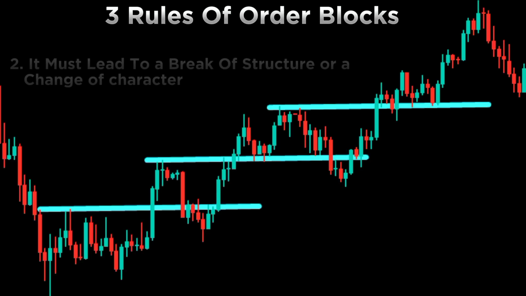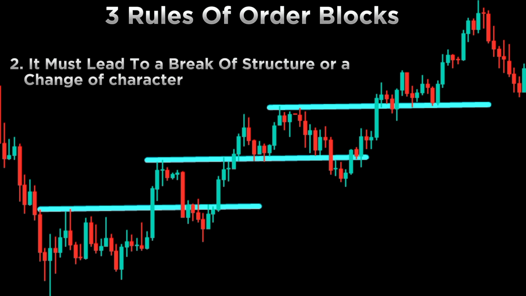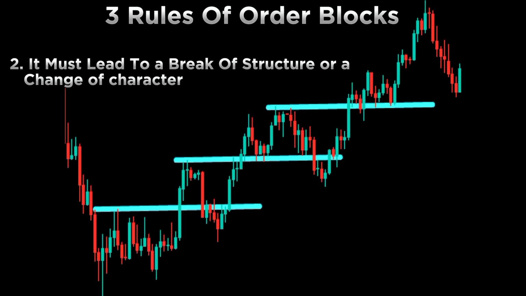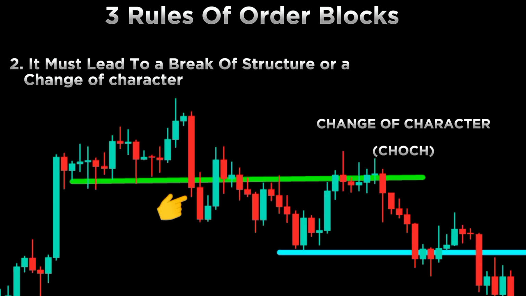Number 2. It must lead to a break of structure or a change of character. The break of structure helps to identify progressive trend movements as the market keeps breaking the last trend move before returning to the order block and keeps trending, while the change of character mostly signals reversals and a change of trend, giving it the name change of character. The most profitable move of an order block, as you will see me show you soon in the examples.